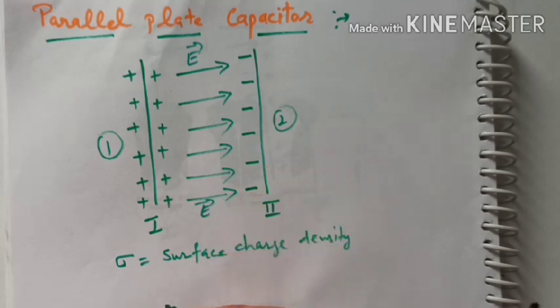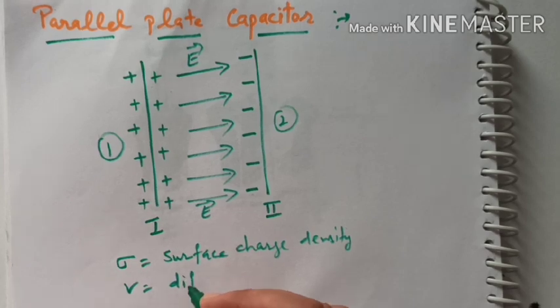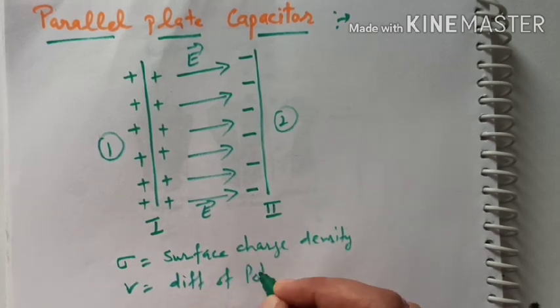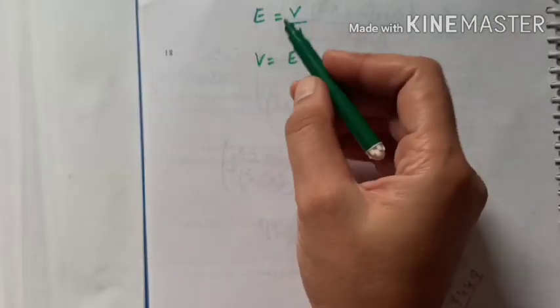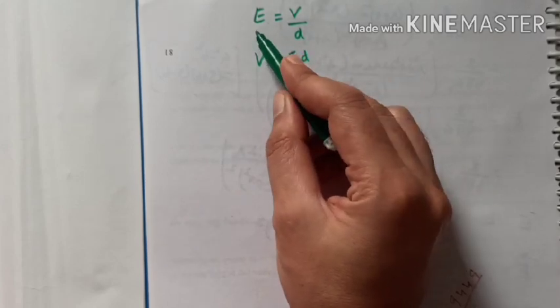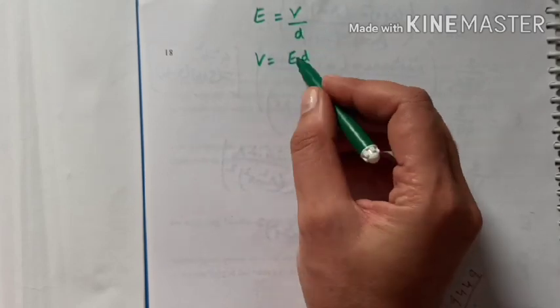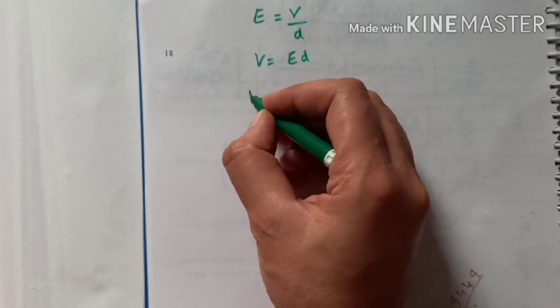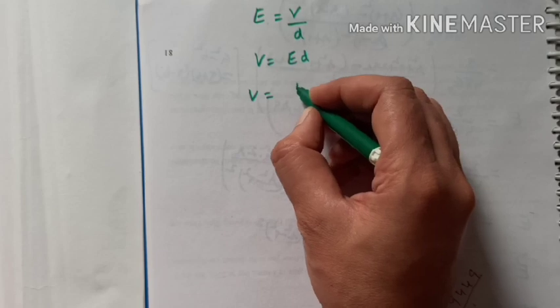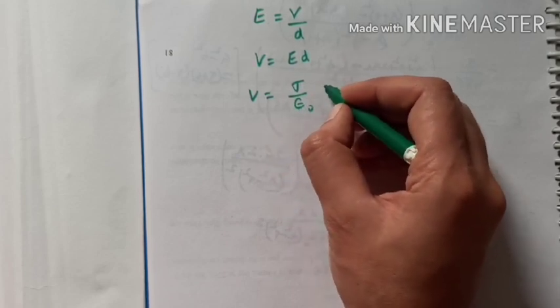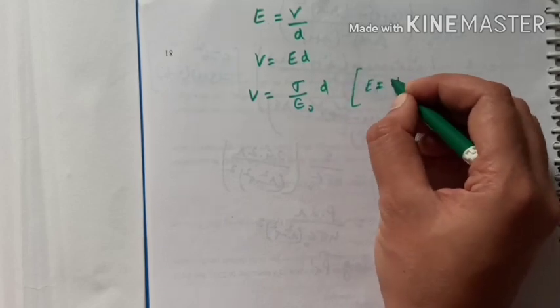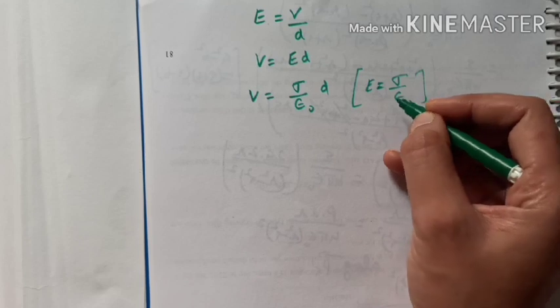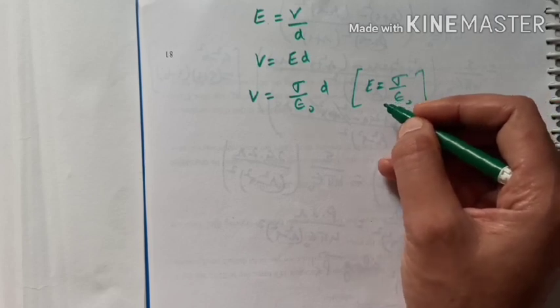We know that V is the potential difference between two plates. So V is equal to the difference of potential, so E is equal to V by D. This is a relationship between electric field and potential. From here V is equal to E D, and V is equal to sigma over epsilon naught into D. So this is the value of E: E is equal to sigma over epsilon naught. This is the electric field due to a plane infinite sheet.